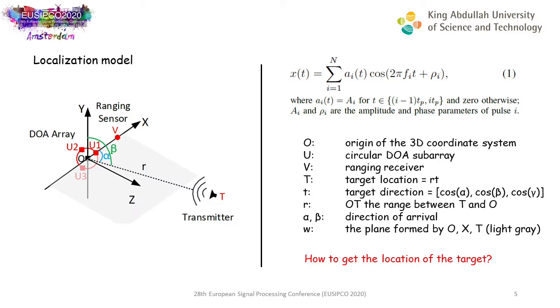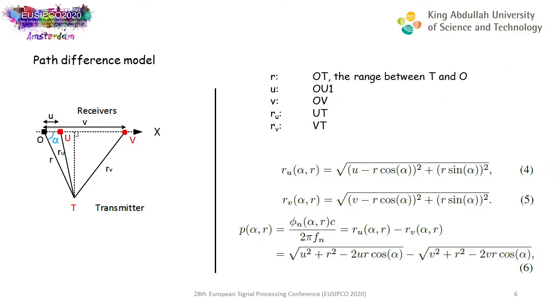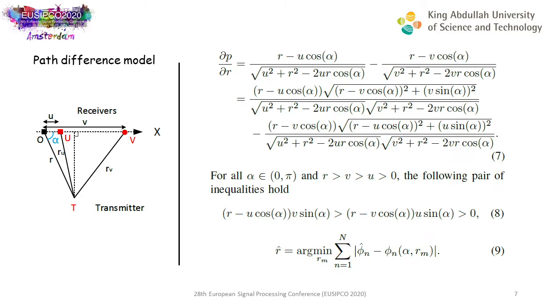We have the path difference model, as shown on the left figure. For a target T at range R, the distance between the target location T and anchor U and V can be expressed as RU and RV in equation 4 and 5. The relationship between the path difference P and unwrapped phase difference phi can be expressed in equation 6. The derivative of P with respect to R can be expressed in equation 7.